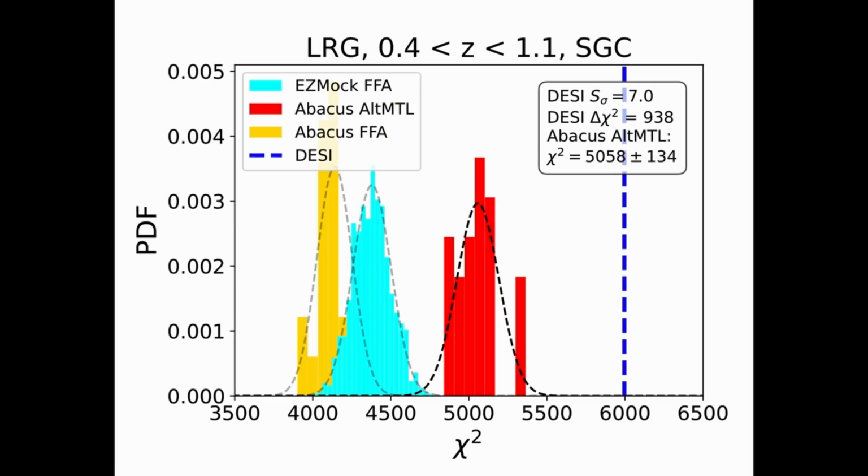We can also look at the same thing in the South Galactic Cap, with the same meaning for all the mocks distributions, and again comparing to the red Abacus alt-MTL, we find 7 sigma evidence for parity violation in the South. It's expected that the South would have lower evidence than the North because the volume of the South is somewhat smaller, and also the number density of objects in the South is somewhat lower because of the survey strategy of DESI. So I've shown you that in both the North and the South, we're seeing evidence for parity violation in DESI.